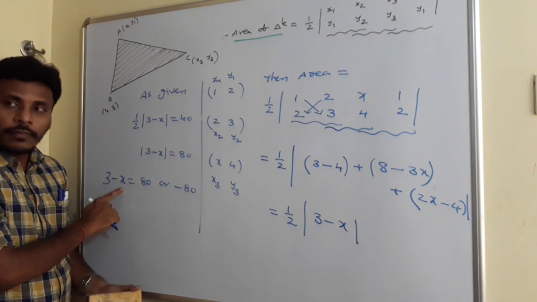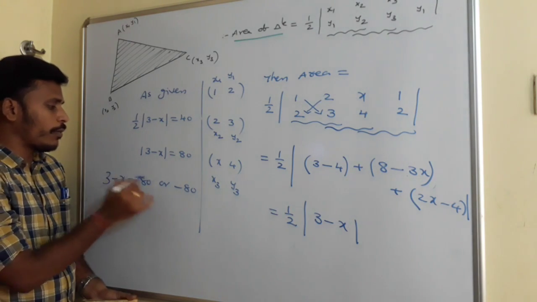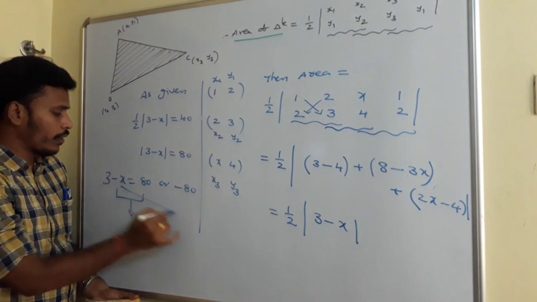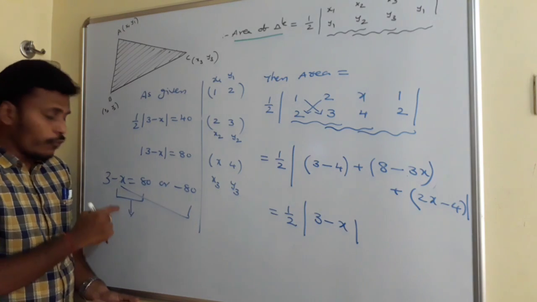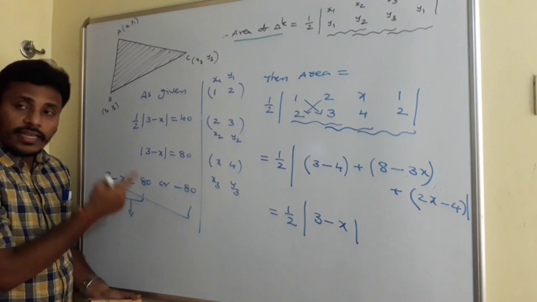Right, now I need x. So think about this one as well as 3 minus x is equal to minus 80. These two parts. Now if 3 minus x is equal to 80, then what is x? Send x to that side.